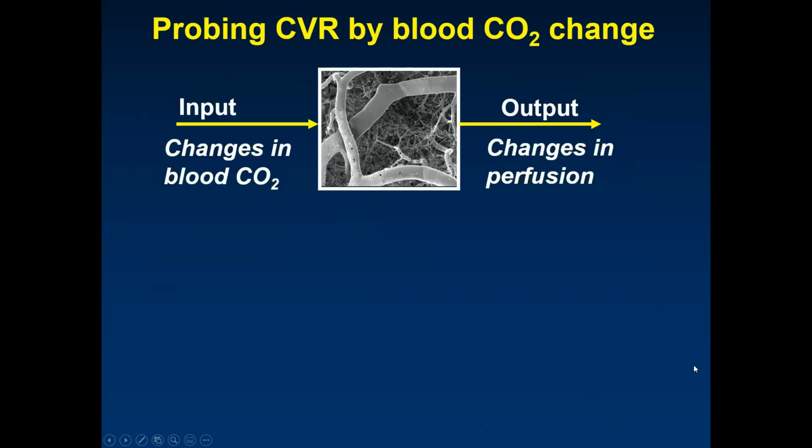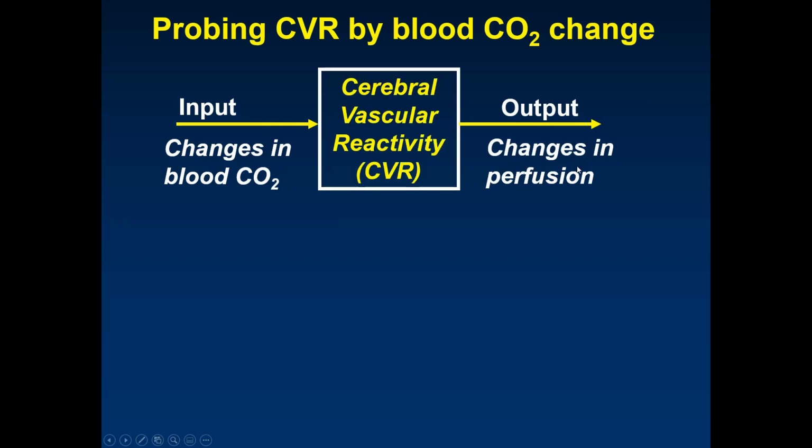So how do we measure CVR? CVR can be measured by inducing changes in blood CO2 content and then using MRI to measure the changes in perfusion. And then once we know the input and output, we can use the general linear model to calculate CVR and get the CVR map.